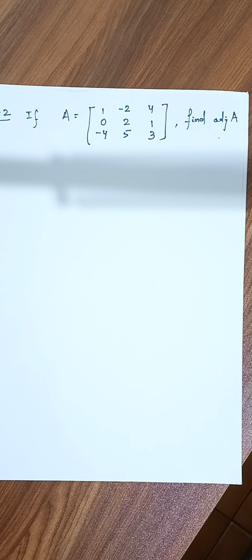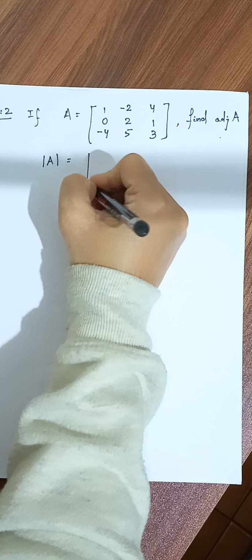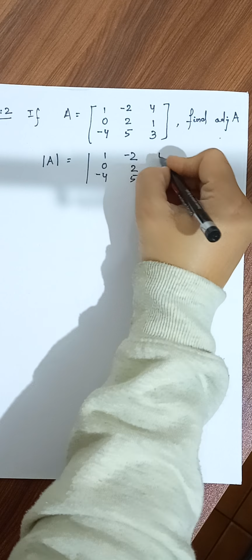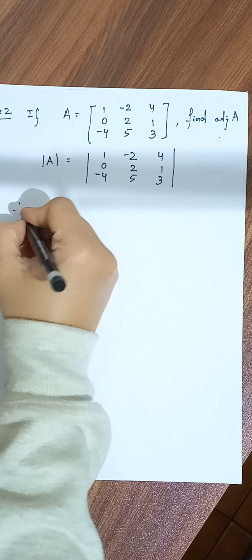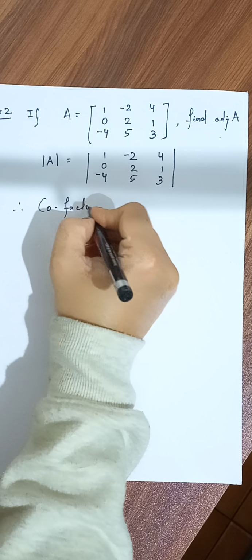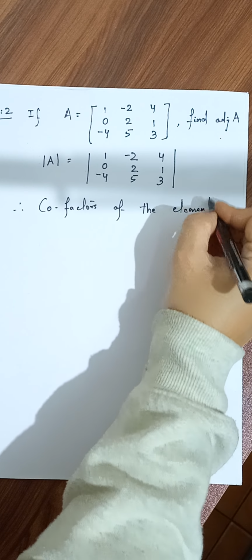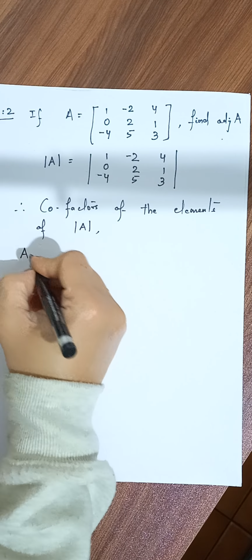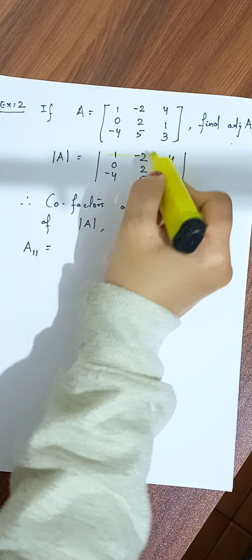Here we have taken a matrix of 3 cross 3 order. So here we can write that the A value is 1, 0, minus 4, minus 2, 2 and 5, 4, 1 and 3. And now we have to find out the cofactors of the elements of A. It can be given by, first of all, A11. If we are talking about A11, that means in the very same way you have to cover these two parts.